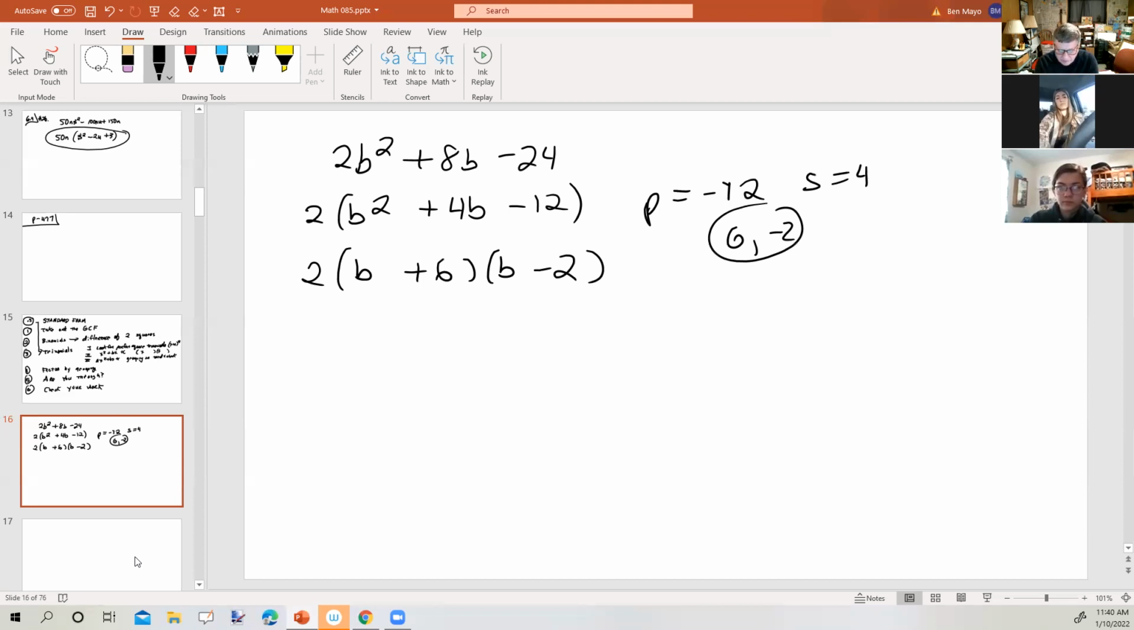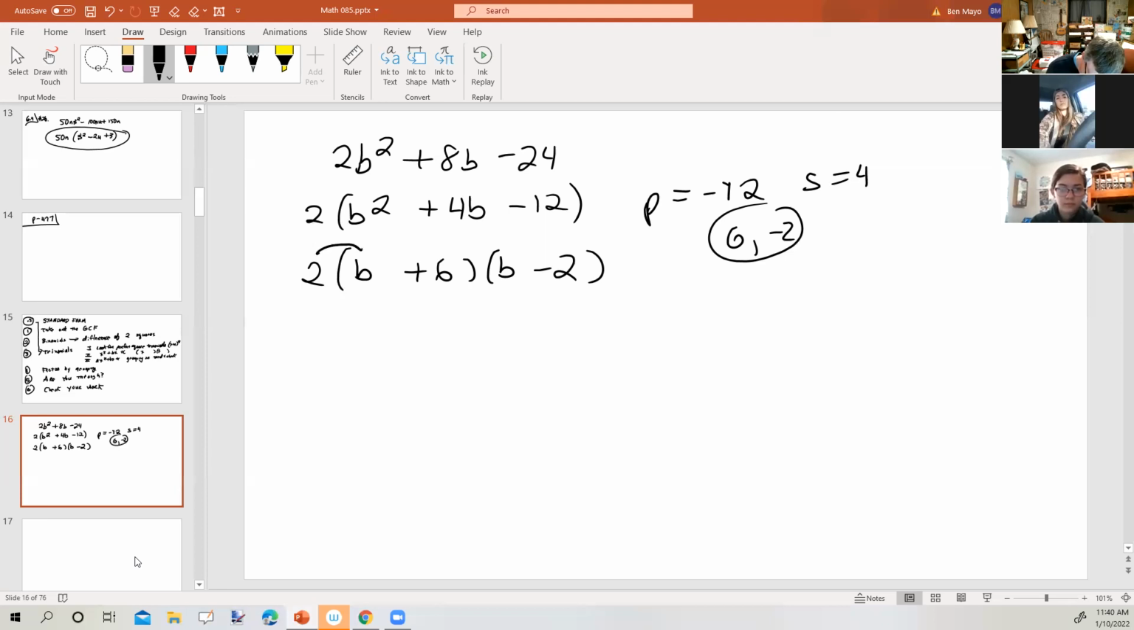Can I factor either of those further? Well, b minus 2, that's a binomial with a subtraction sign, but it's not the difference of 2 squares. So we're through, other than to check our work. Now, to check my work, I can multiply it back together the same order I took it apart, or I could do it a different way. I'm going to go ahead and do it a different way.